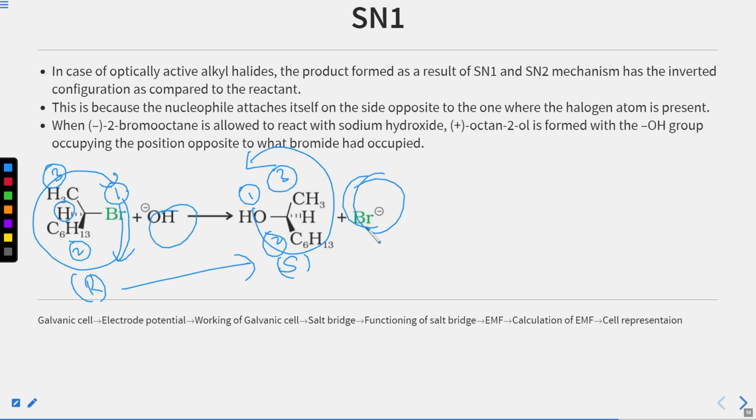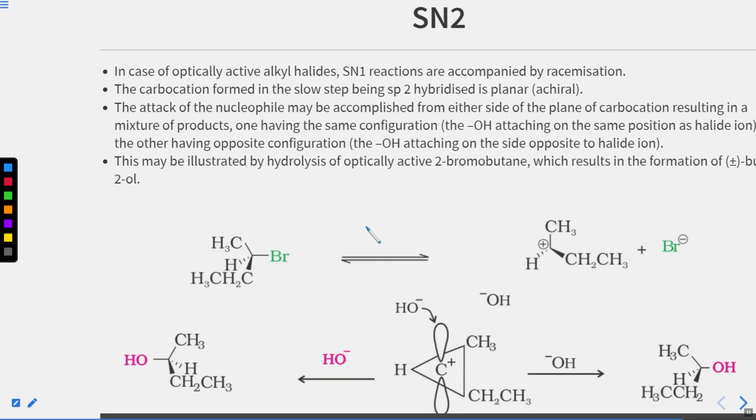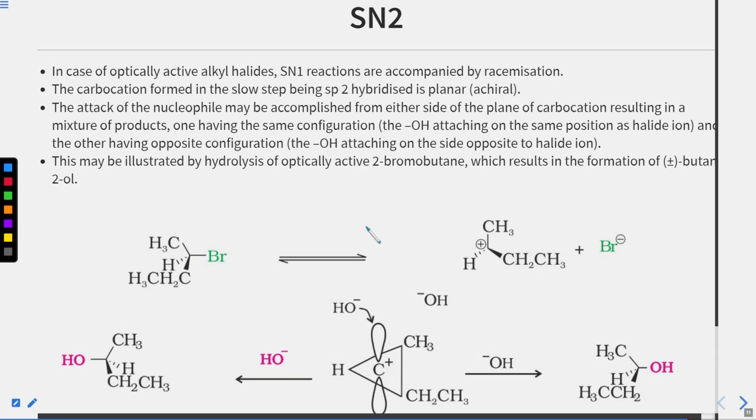Okay, now we are done with this SN1. Now what happens in SN2? If I tell it directly, then racemization occurs. Okay, racemization. Why is it so? In case of optically active alkyl halides, SN1 reactions are accompanied by racemization. Why is it so? Because it is formed in two slow steps. So we have to look at the mechanism and predict how it happens.